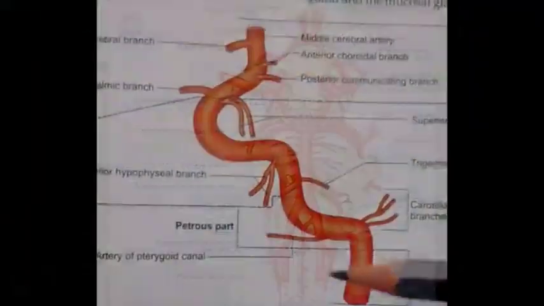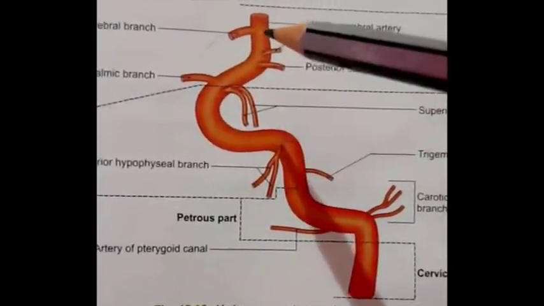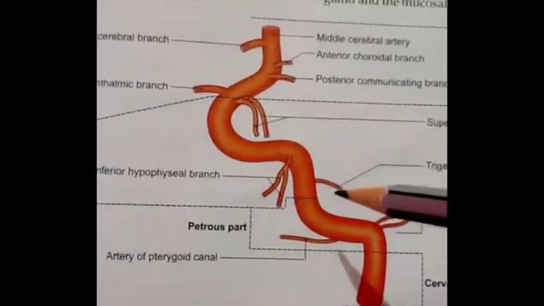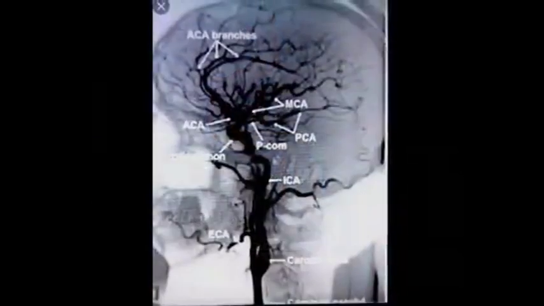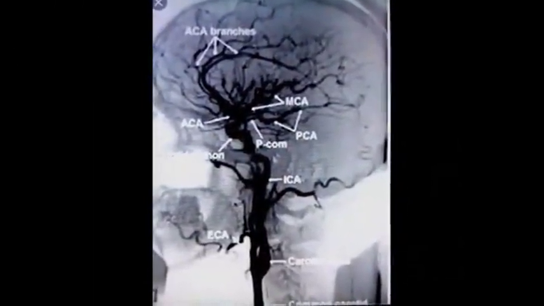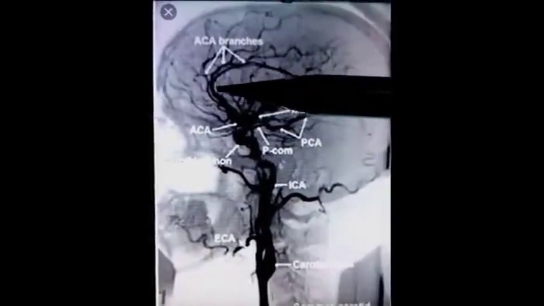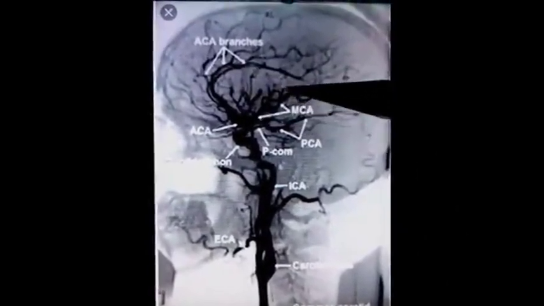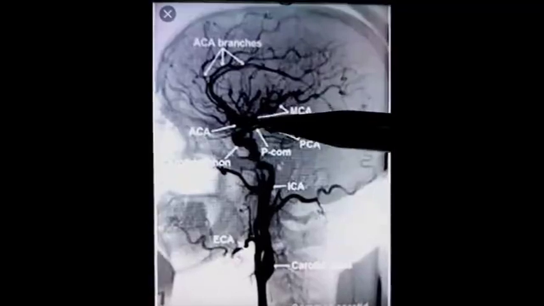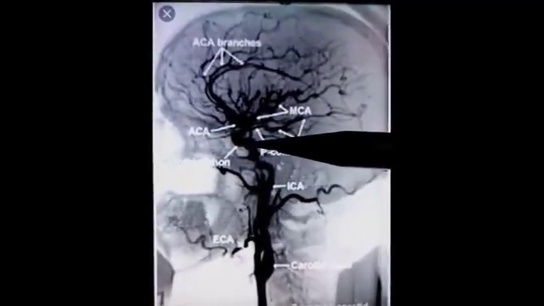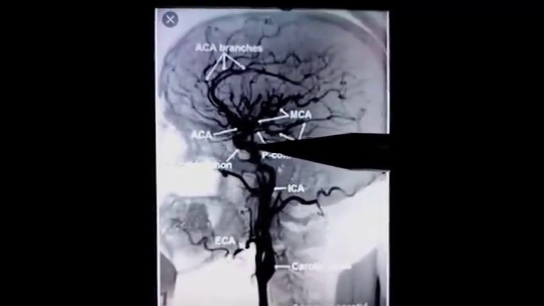The curvatures of the petrous part, cavernous part and the cerebral part of the internal carotid artery together form an S-shaped structure that is known as the carotid siphon of angiograms. This angiogram is showing branches of the internal carotid artery in its cerebral part. This is the anterior cerebral artery, middle cerebral artery, then posterior cerebral artery, and also this S-shaped bend is visible. This is the carotid siphon. This carotid siphon is examined for any stenosis or calcification.